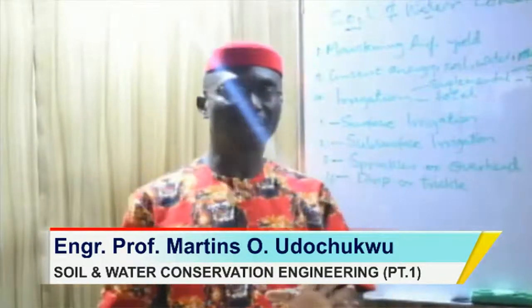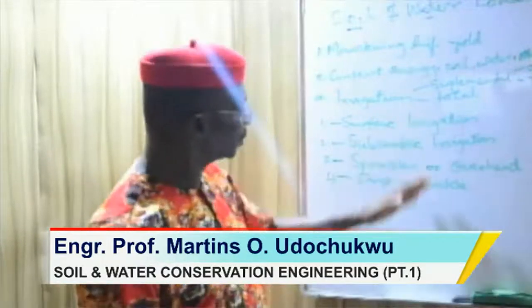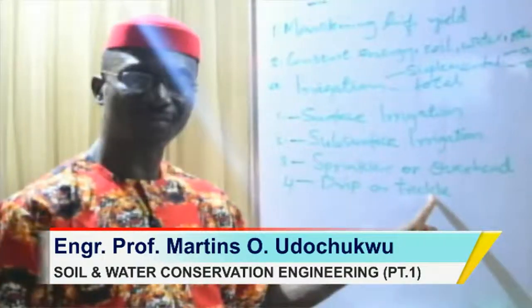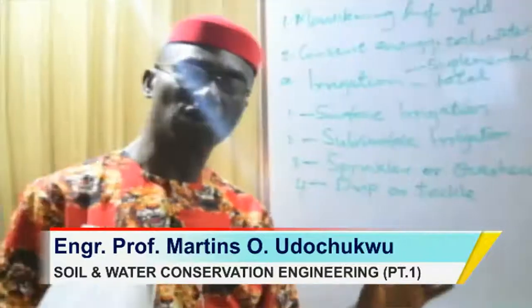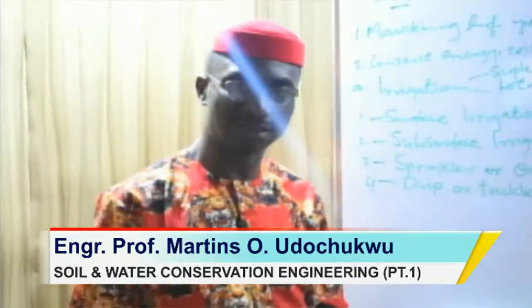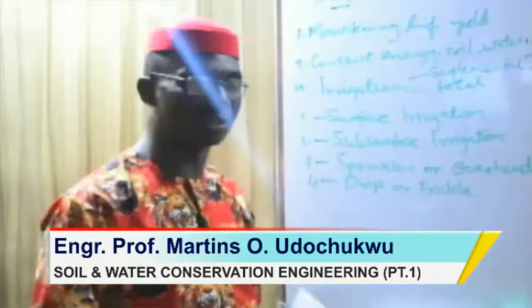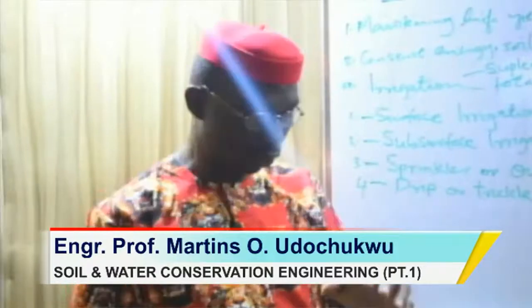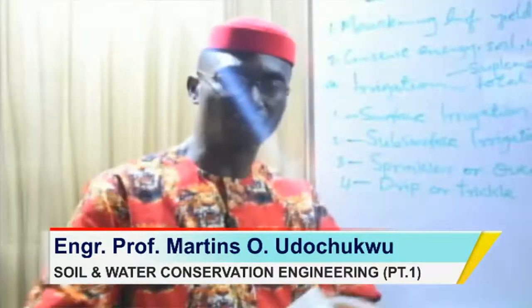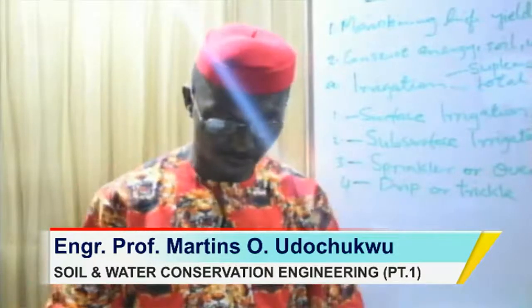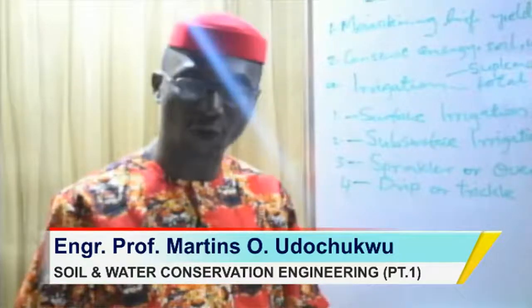So if you talk in terms of the efficiencies of these four, drip is the highest. Its conservation of water is the highest. It has the highest percentage of conserving water. Minimal losses, because it's going direct within the crop root zone. And the plants also absorb it as it comes.